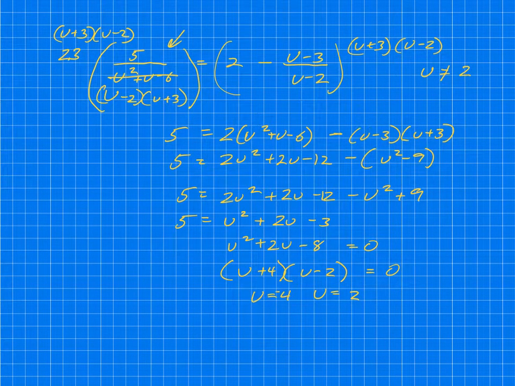U cannot equal 2, and u cannot equal negative 3, so the answer is negative 4. So the answer is one solution, negative 4. So the only answer that works is negative 4. All right? Okay, are we copacetic?